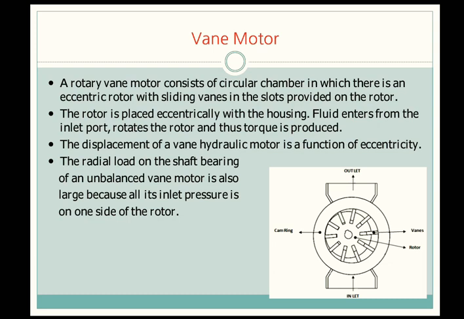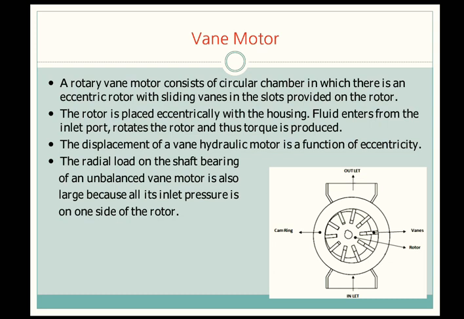So as you can see from the figure, the rotor is not placed at the center, but it is placed at some distance, at eccentric distance. When the fluid enters from the inlet, there is some empty space for the oil to occupy. The rotary vanes, which are fixed on the circumference of the rotor, the length of these vanes can be variable.